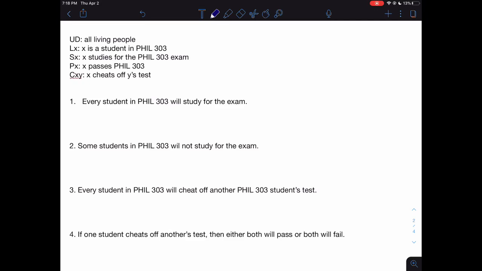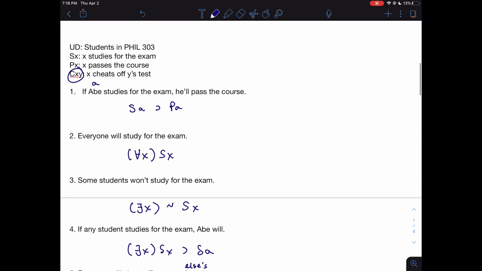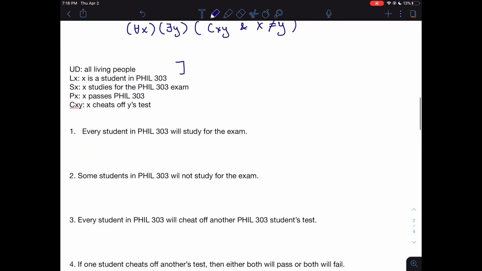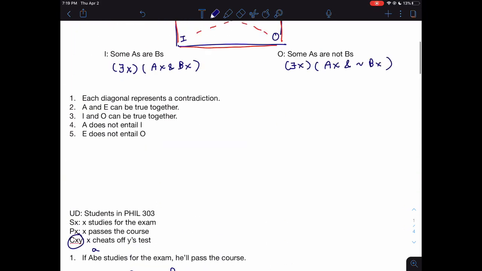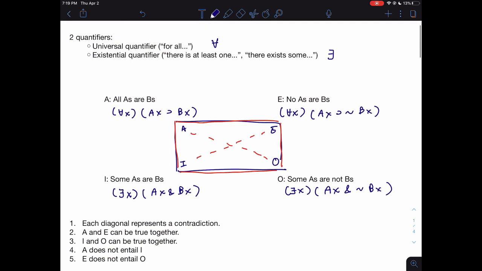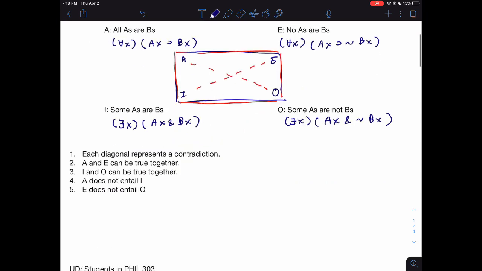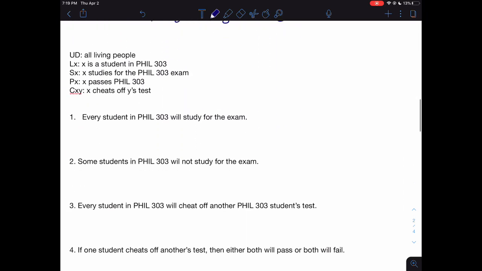The reason why it's more complicated is because we're expanding the universe of discourse to include all living people. Previously, the universe of discourse was just the students in Phil 303. But because we've expanded it to all living people, we have to be a little more precise in how we're translating things. So remember earlier up here, I talked about how these four types of sentences that Aristotle specified are really useful for helping us symbolize. And I hope that becomes clear now when we're symbolizing these more complex sentences.